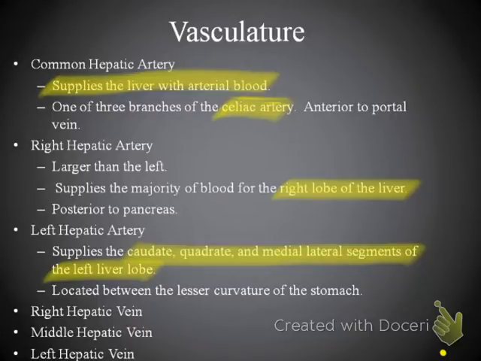The thing to keep in mind is just what I have highlighted here: the common hepatic artery supplies the liver with arterial blood, and it's a branch of the celiac artery. The right hepatic artery supplies the right lobe of the liver, and the left hepatic artery pretty much supplies everything else. So hopefully this will help you keep things a little more manageable and straightened out as we look at further parts of the anatomy of the abdomen.